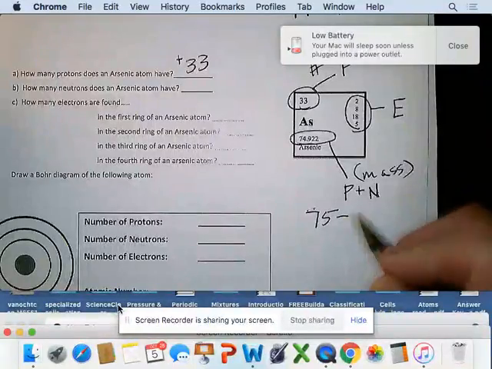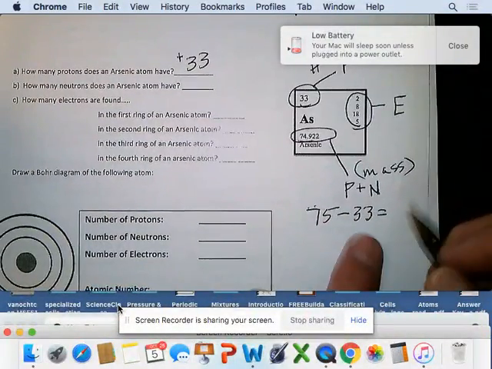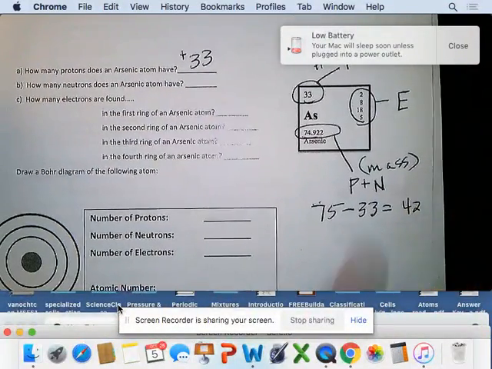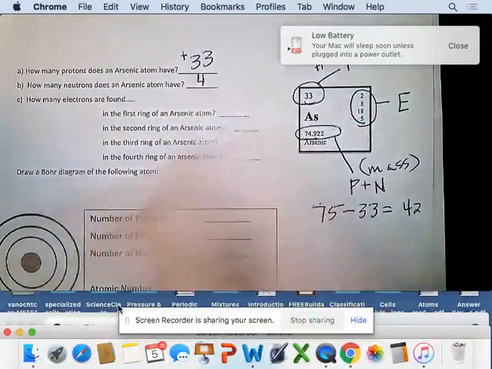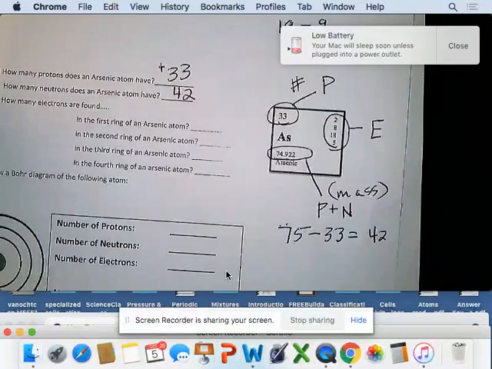Yeah, so we take the atomic number on the top. It really does help to have that vocabulary, okay? So that's going to be 42. So the average arsenic atom has 42 neutrons, okay? That's the average. All right, looks like I got to plug in here.